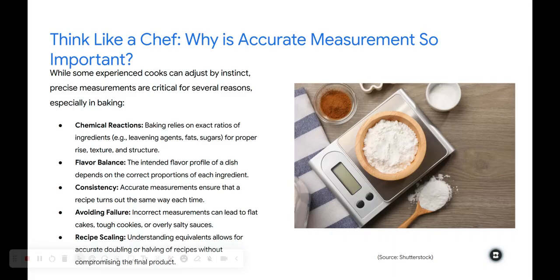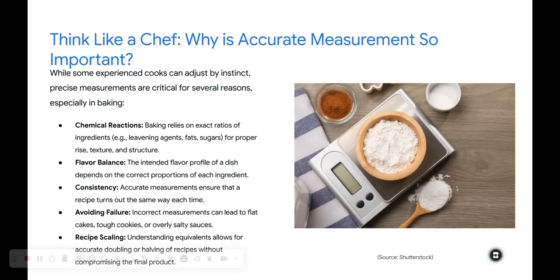While some experienced cooks may adjust by instinct, precise measurements are critical for several reasons, especially in baking. So you can have chemical reactions. If you add too much leavening agents like baking soda, baking powder, this can cause an inaccurate rise or texture. You can have some bubbling over in the oven, so you always want to make sure that you are measuring these things accurately. Flavor balance is very important. A lot of times we get mismeasurement of salt, and that would definitely change the flavor profile.